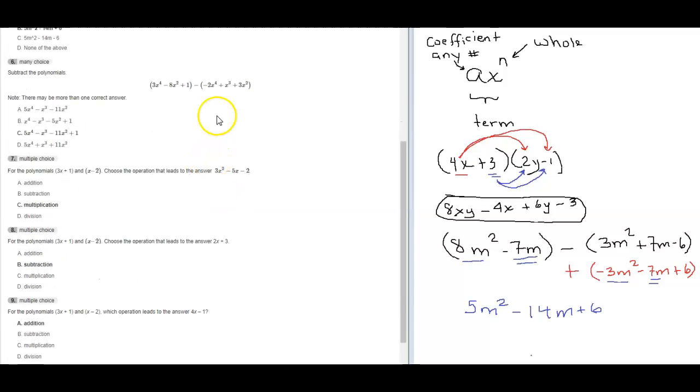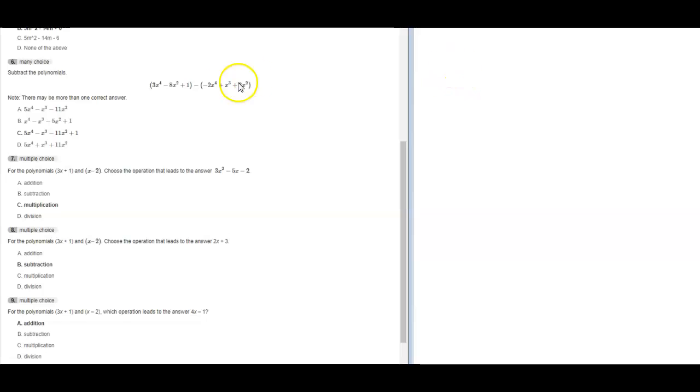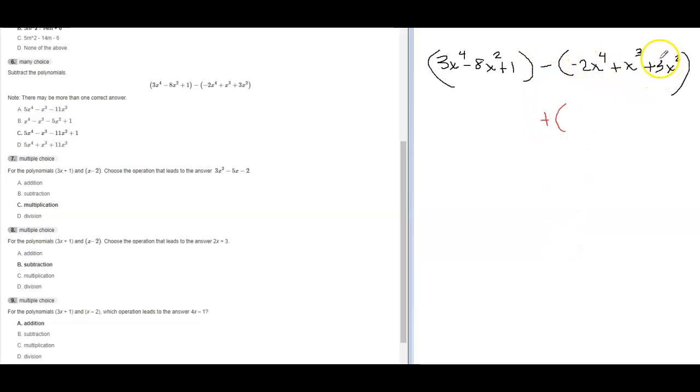It's the same idea. I'm going to subtract the polynomial. Let me clean this here. So we have here 3x to the 4th minus 8x squared plus 1. We need to subtract negative 2x to the 4th plus x to the 3rd plus 3x squared. So how do we subtract two polynomials? We add the opposite. So instead of subtracting, I'm going to add. And I'm going to add the opposite of all of these terms.